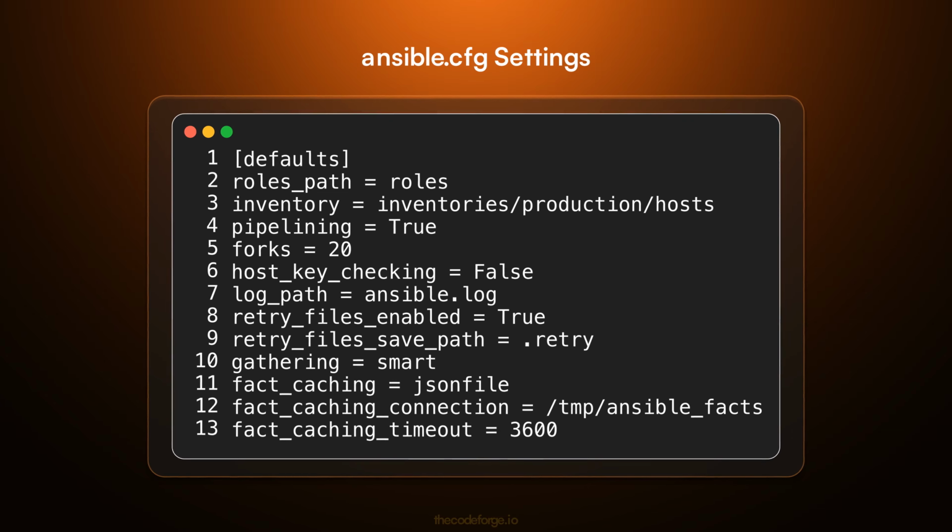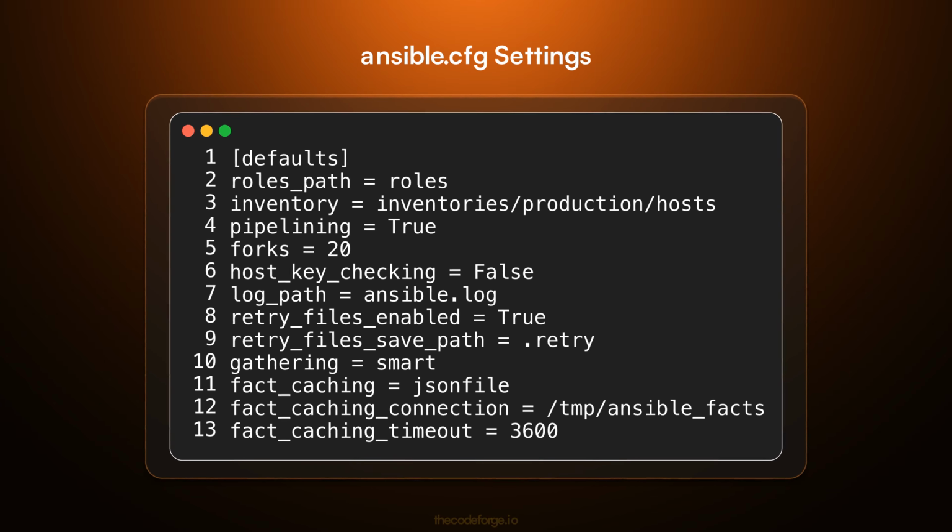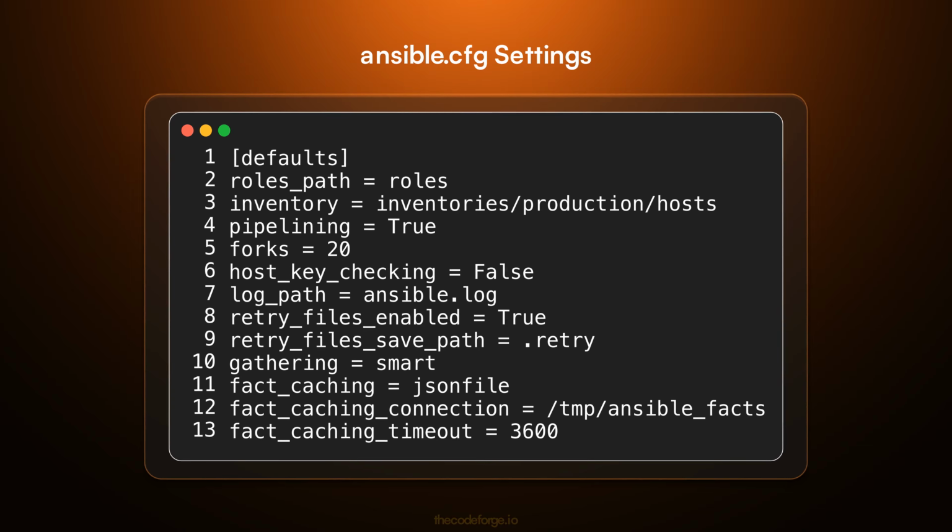This configuration file speeds up execution and enables debugging. Use gathering equals smart and fact caching to cut playbook runtime by 30–50% on subsequent runs.